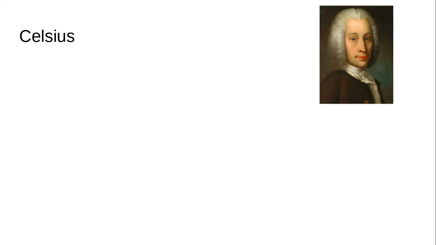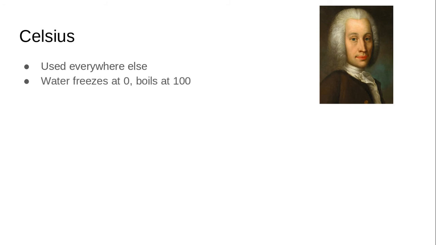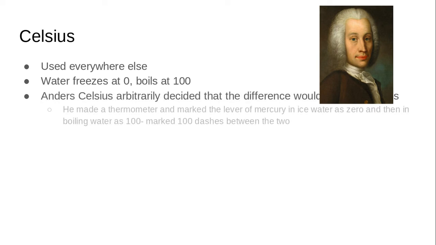Celsius, his temperature scale, is used pretty much everywhere else when you're dealing with the air temperature. On this scale, we have two distinct points where water freezes and where water boils, but instead of 32 and 212, we have nice numbers like 0 and 100.